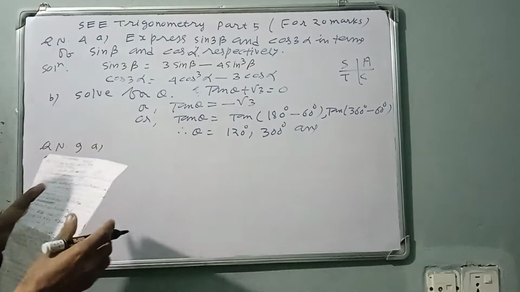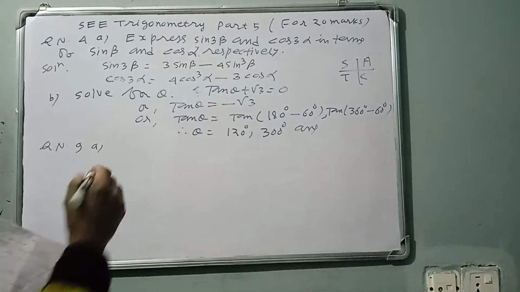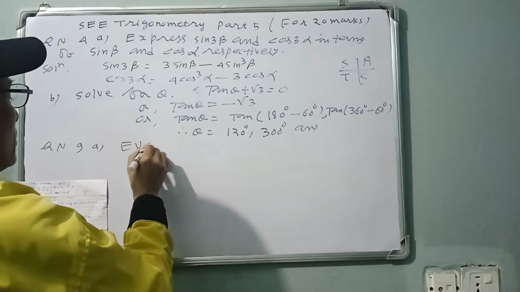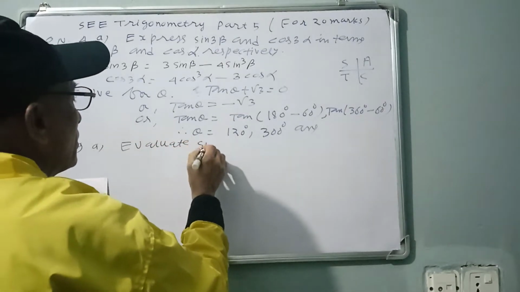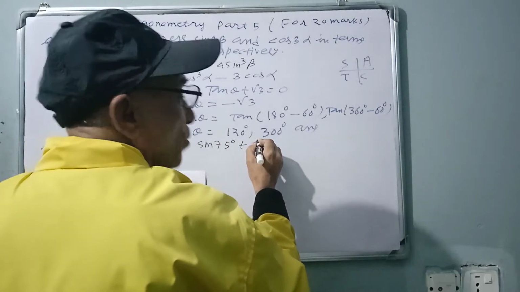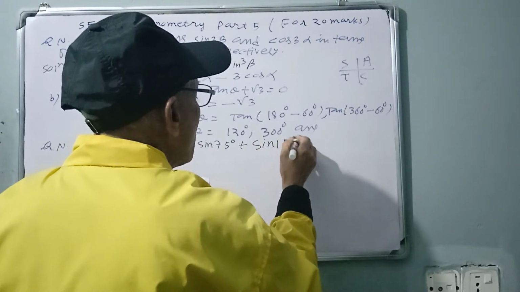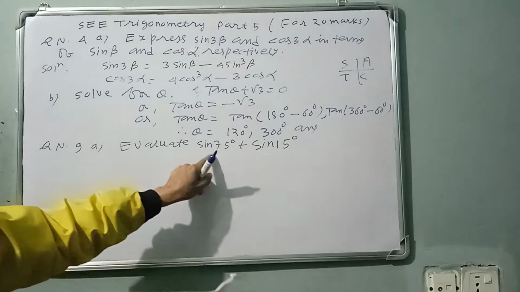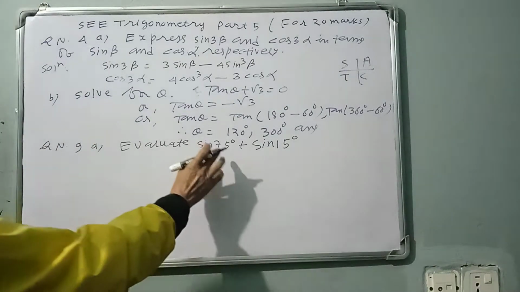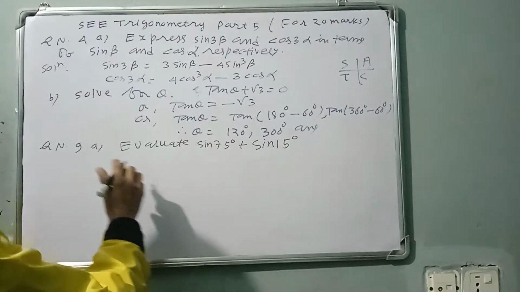Question number 9A. The 9A is sin 75 plus cos 75 degree. Evaluate sin 75 degree plus cos 75 degree, or sin 15 degree, without using a calculator. If there is sin and cos, change both to sin or both to cos. You have to find the value of this without using a calculator. Remember, without using a calculator.